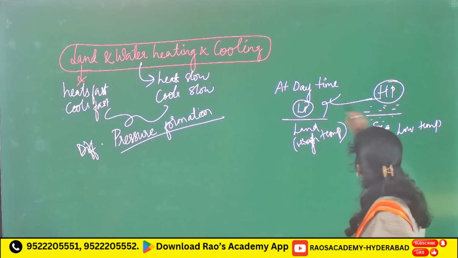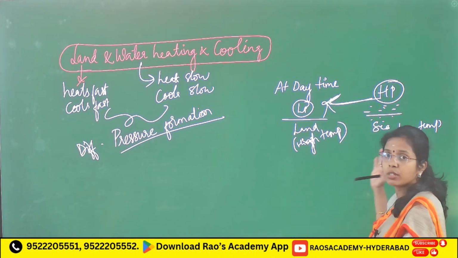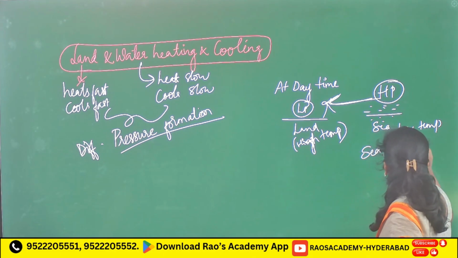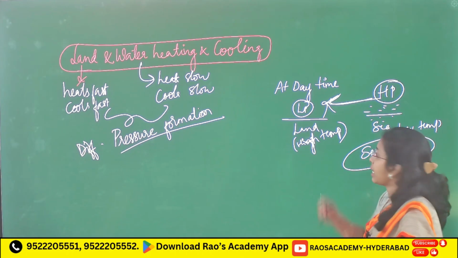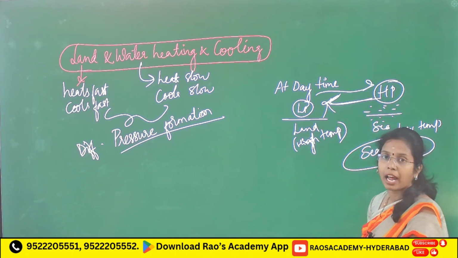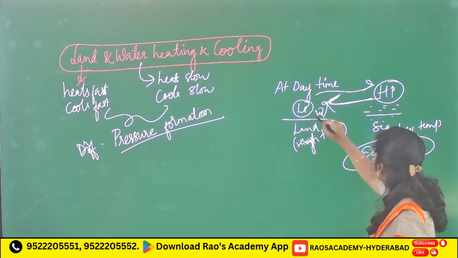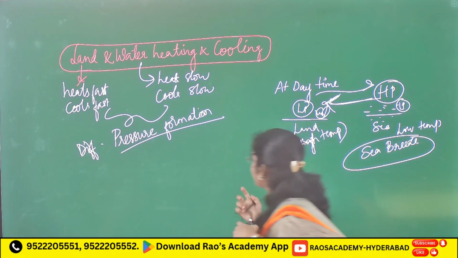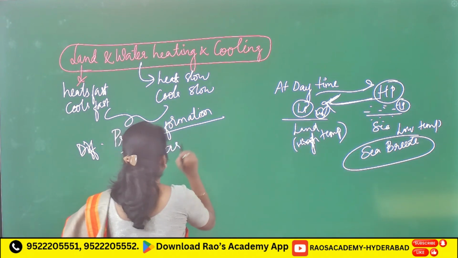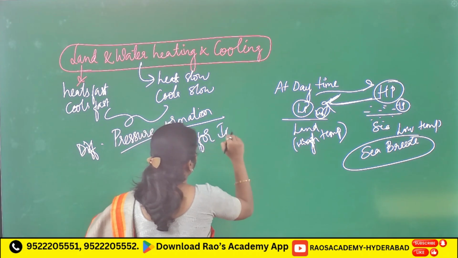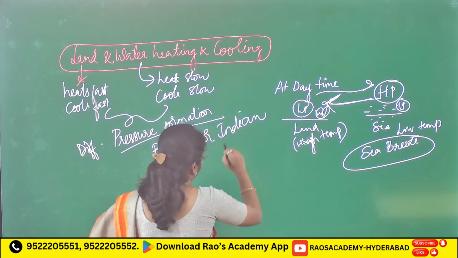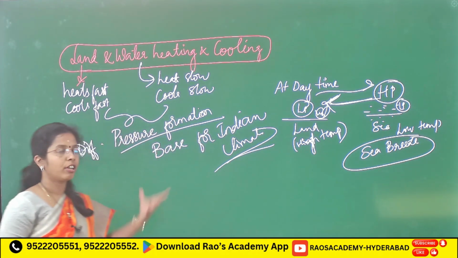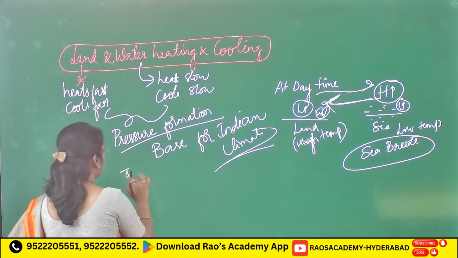Okay. When wind moves from sea to land, that wind is known as sea breeze. And at night again from land to sea, because here you will see high pressure, here you will see low pressure. This movement is the base for Indian climate or Indian monsoon. Base of Indian monsoon.